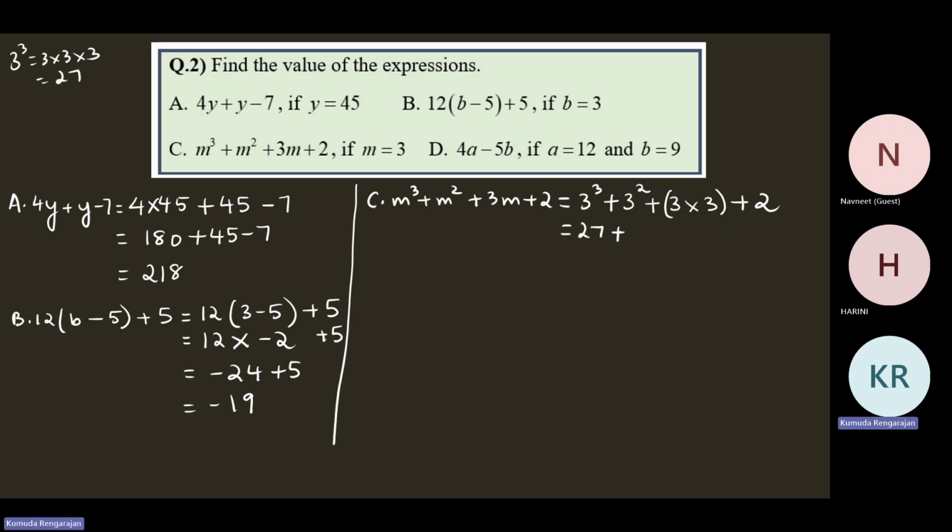What is 3 squared? 3 squared means 3 into 3. 9, ma'am. Then plus, in the bracket, 3 into 3, 9, ma'am. Then plus 2. So you can add this. 9 plus 9, 18. 18 plus 2, 20. 20 plus 27 is 47.